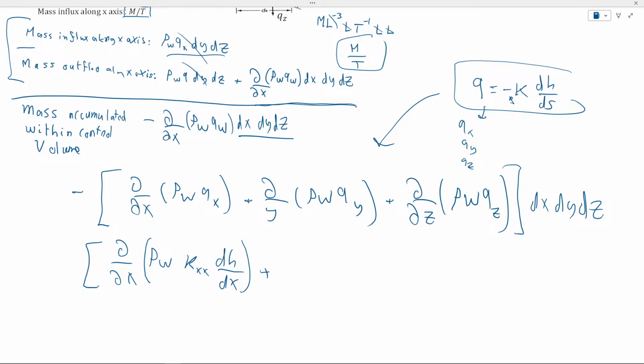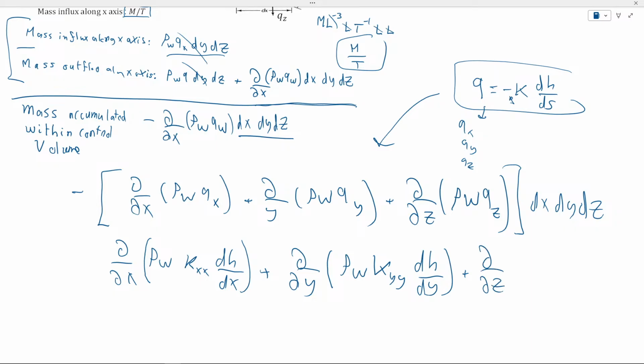something that looks like this. Yeah, plus partial y, that would be rho of the water, k, k is the hydraulic conductivity, so k is the hydraulic conductivity, dh over delta y, yeah, plus, I don't even need this guy anymore, plus partial z, rho w kz delta h.